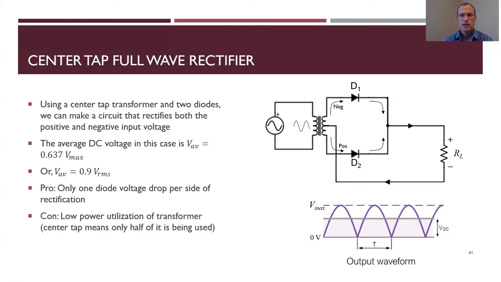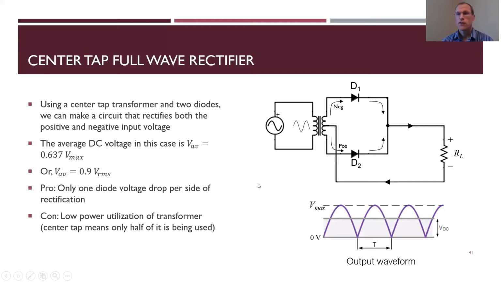The downside of this is that you're not using as much power out of the transformer. The fact that you have to cut this in half means your windings have both essentially been cut in half, so only half of it is actually being used at a time. The nice thing about this one is I only have one diode per voltage drop, so 2 diodes total. The bad thing about this one is low power utilization.